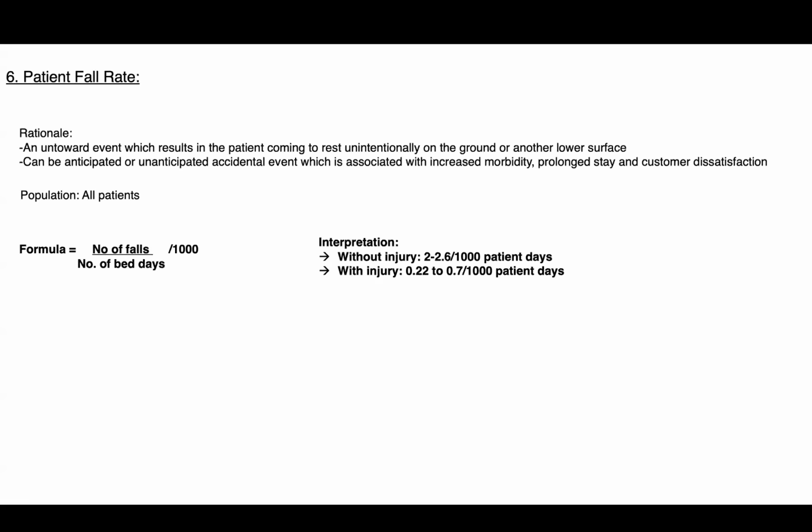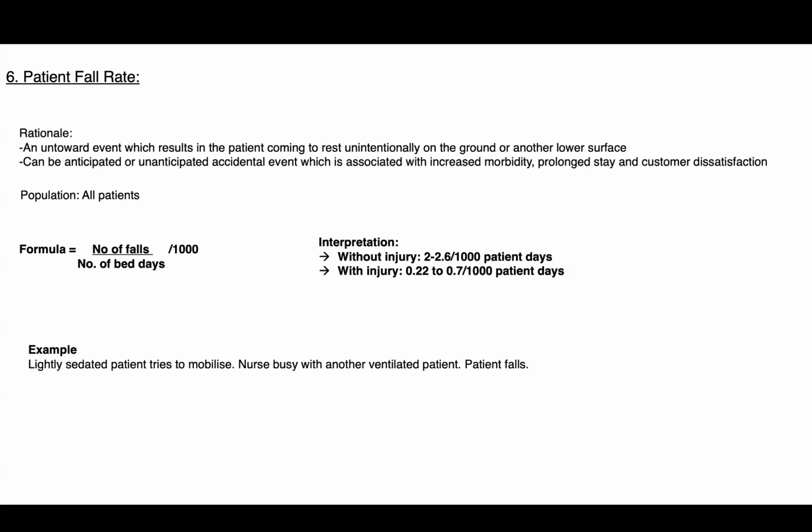Then patient fall rate. So the rationale for this is an untoward event which results in a patient coming to rest unintentionally on the ground or another lower surface. It can be an anticipated or unanticipated accidental event which is associated with increased morbidity, prolonged stay, and customer dissatisfaction. So it includes all the patients, and the formula goes by the number of falls divided by the number of bed days, multiplied by 1000. So the interpretation is without injury, usually the benchmark is 2 to 2.6 per 1000 patient days. With injury, it is 0.22 to 0.7 per 1000 patient days.